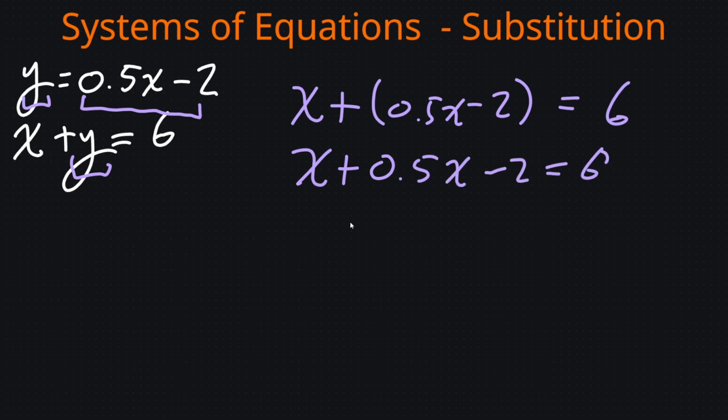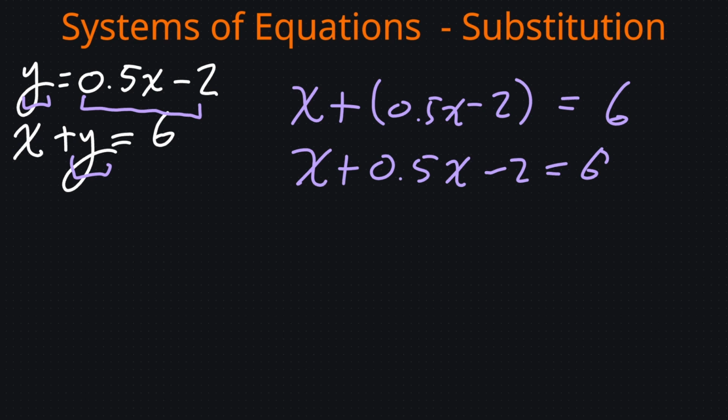Now, if you're comfortable with decimals, you can just add up here. You get a 1.5x plus 2 divided by 1.5. But let's say you aren't comfortable with decimals. You don't like working with them. Maybe you're not allowed to use a calculator or something like that. There's a nice little trick to get rid of decimals.